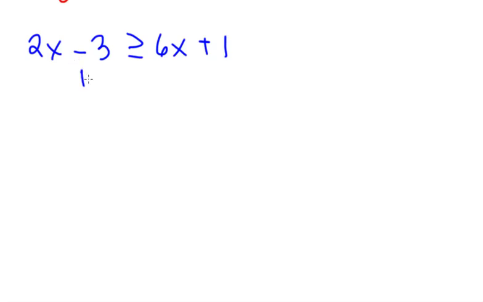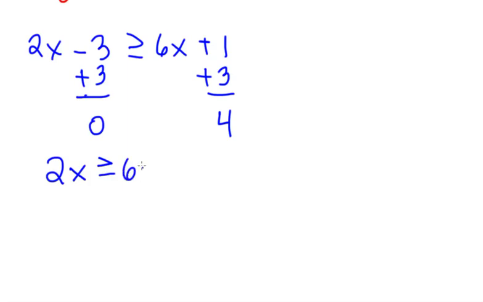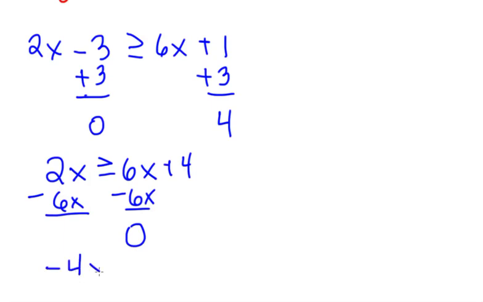Well, we can add 3 to both sides. Negative 3 and positive 3 is 0. This is 4. And bring down what I have left. I have 2x is greater than or equal to 6x plus 4. Well, we want all the x's on one side, so even though this number is bigger, let's bring it over here and see what we get. So we subtract 6x from both sides. 6x minus 6x is 0. 2x minus 6x, negative 4x, is greater than or equal to 4, right?